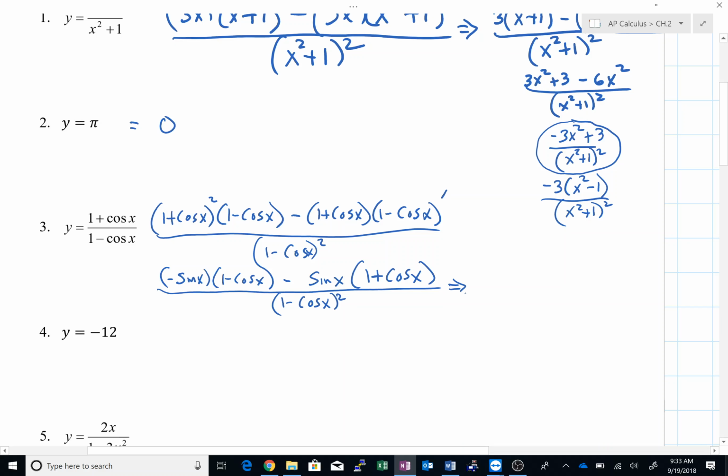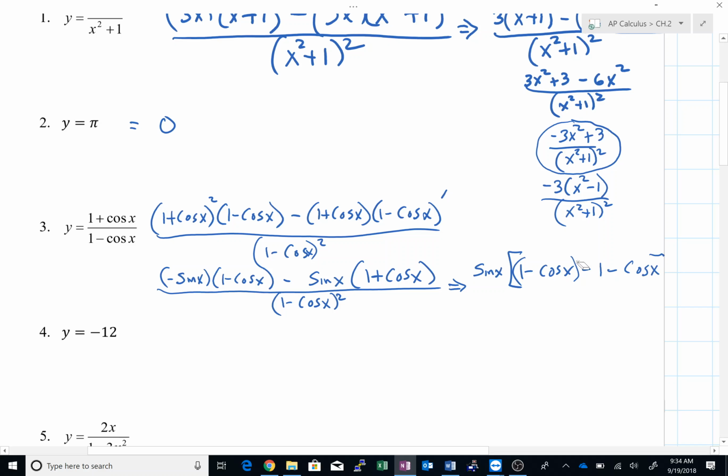All right, let's see what we can do here. So I do have a sine of x that's common. So I'm going to pull out a sine of x. And let's see what's left. Here I'm left with 1 minus cosine of x. All right. And then minus 1 minus cosine.